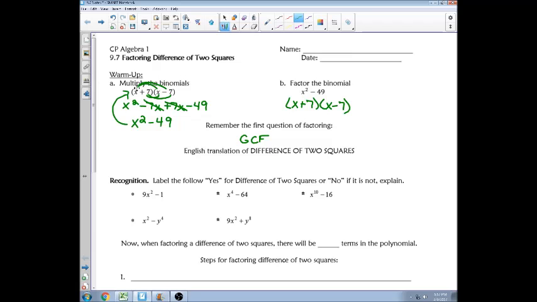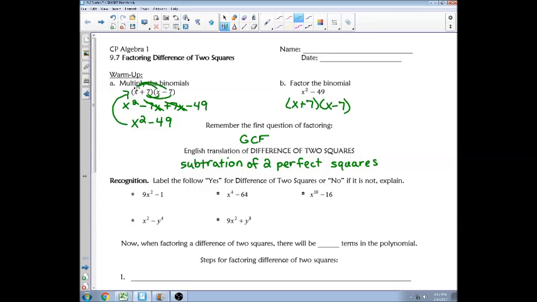Okay. The English translation of difference of two squares is the subtraction of two perfect squares. What I mean by perfect squares is if I have an x squared, it would take an x times an x to get me x squared, which means that it is in fact a perfect square. Same goes for something along the lines of x to the 12th, because I can take x to the 6th times x to the 6th to get me to x to the 12th.